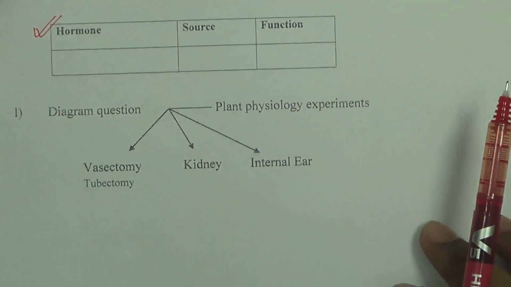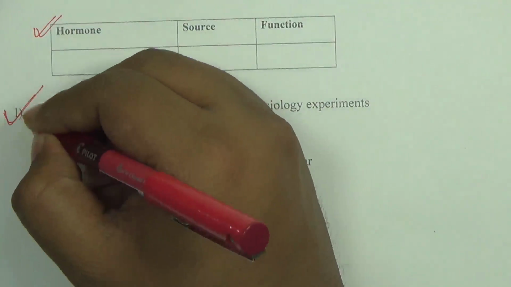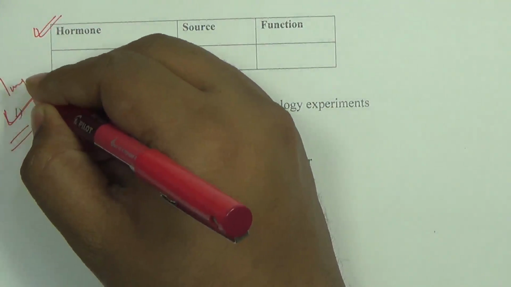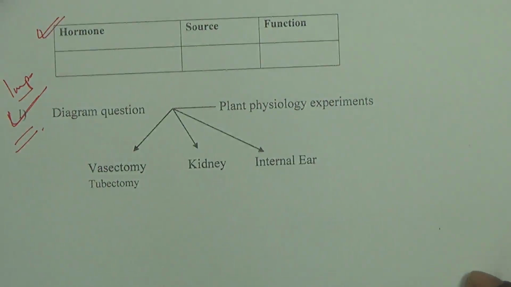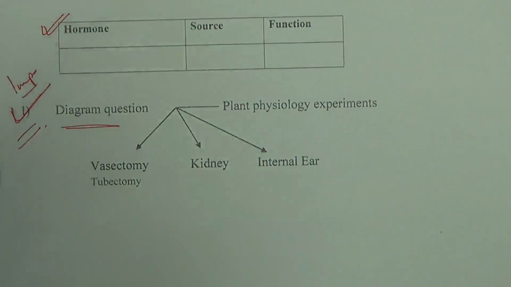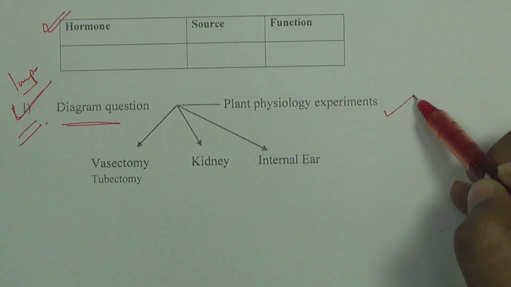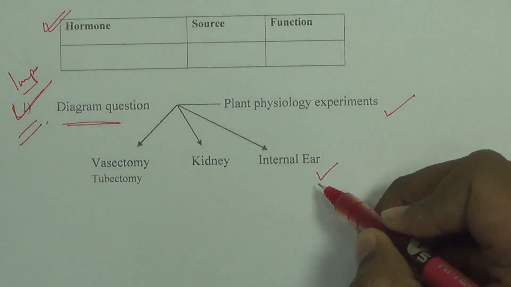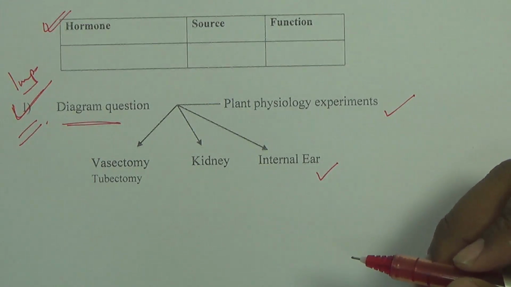The last type of question, which is definite, it comes every year. This is really important and people don't pay attention to it, is a diagram question. You might be surprised, yes. So a diagram question is a must. A 5 marks diagram is there in your section 1. You might be familiar with diagram questions in section 2, but one diagram question will come in section 1. It can be any of the plant physiology experiments. It can be a diagram of the internal ear and 5 questions will be asked according to that diagram.